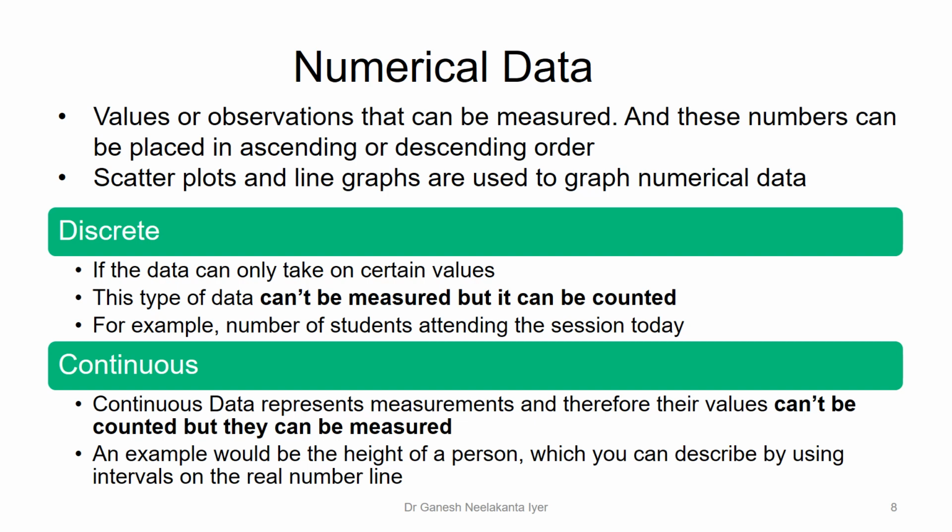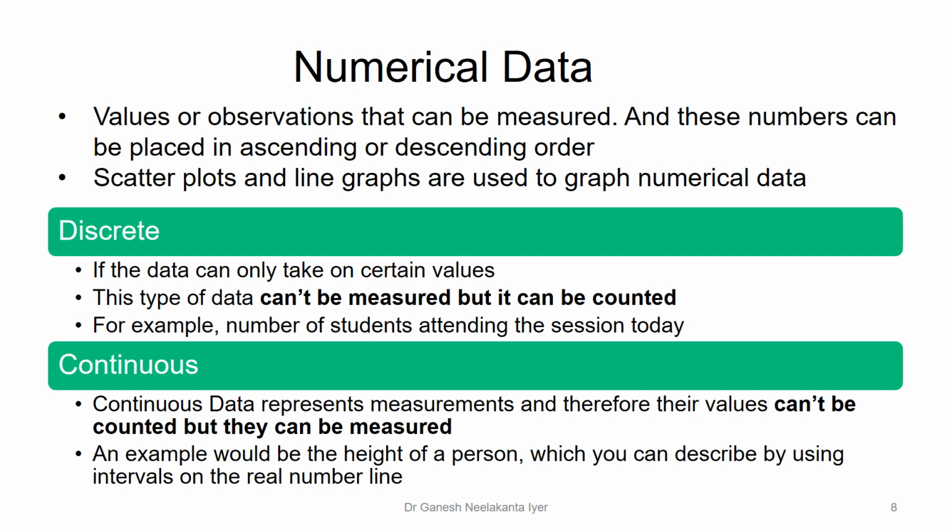Discrete type, for example, can take only certain values, a discrete amount of values. So for example, the number of students attending a particular session today in a class. If the class strength is say 67, the number can be only a number between 0 and 67. It cannot be a fraction, it cannot be more than 67, it cannot be less than 0.